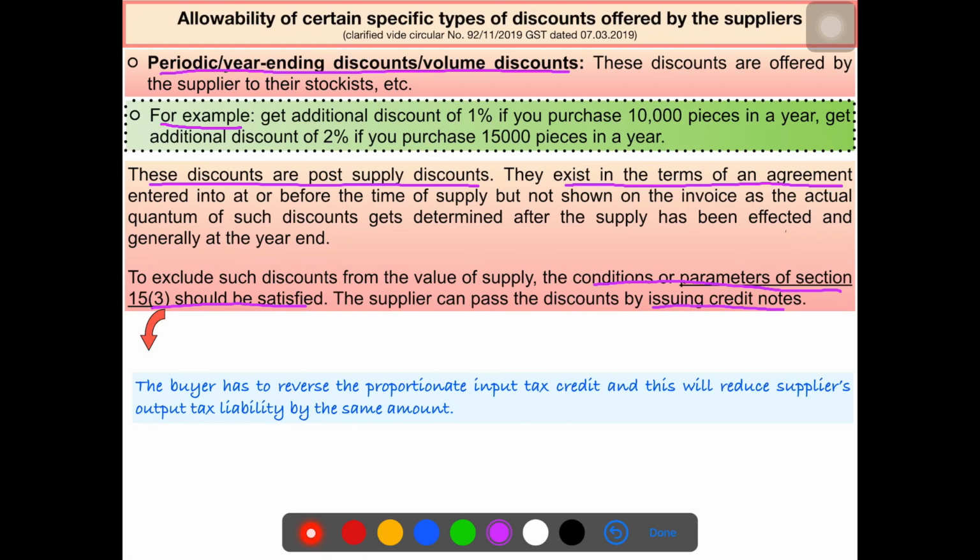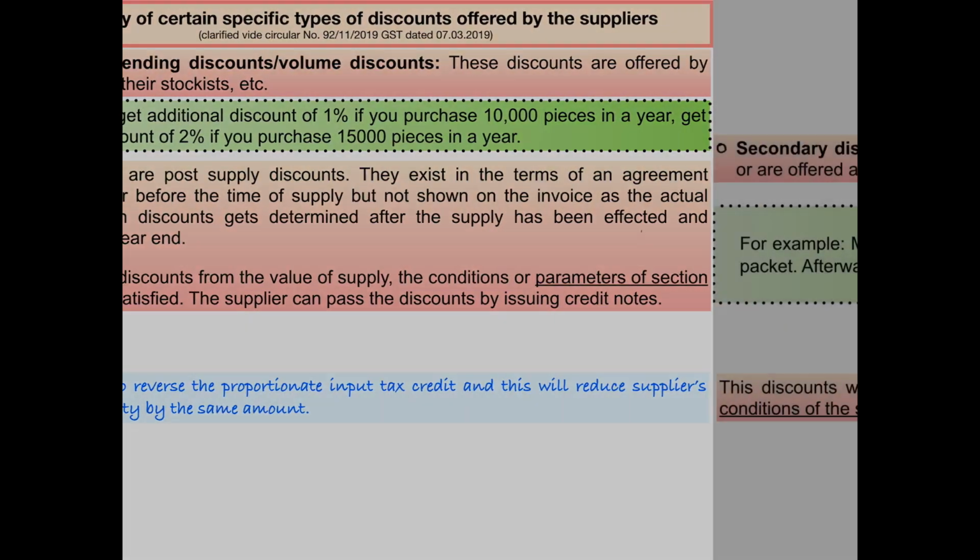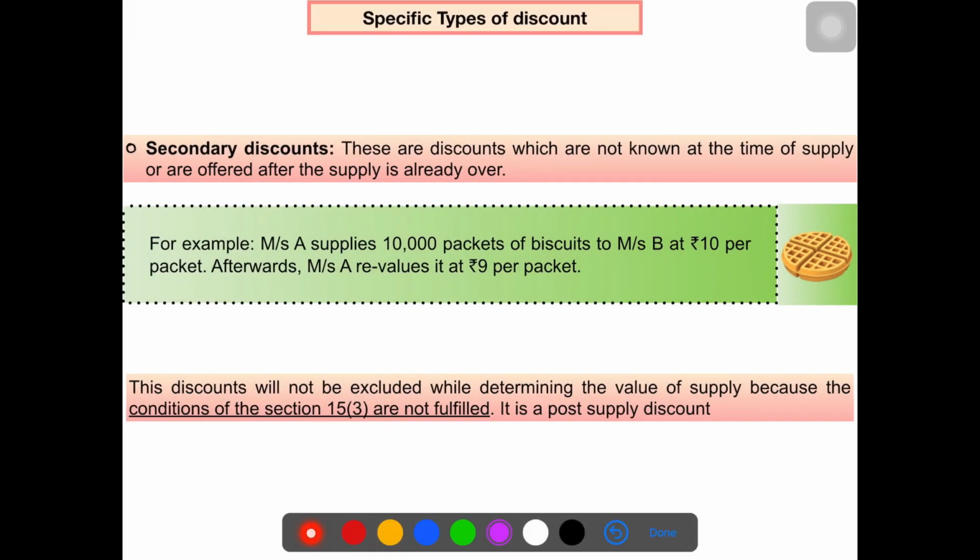So let's understand the third one. The third one is secondary discounts. These are discounts which are not known at the time of supply. That means it didn't exist in the agreement at the time of supply, or they are offered after the supply is already over.